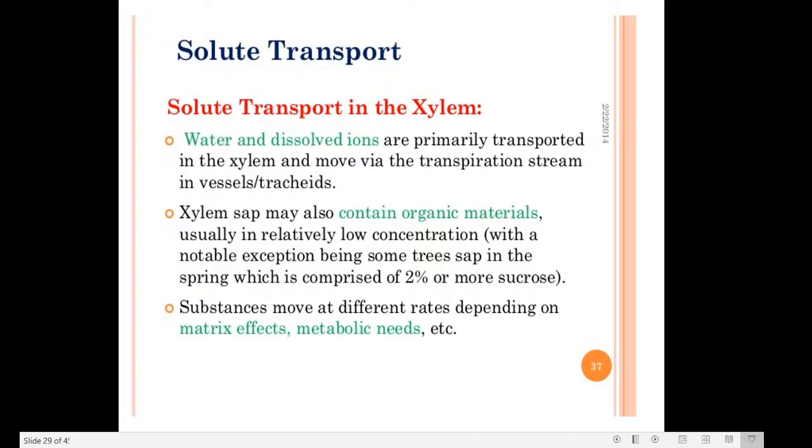The xylem sap may also contain organic material. So that organic material helps to transfer the water and dissolved ions. This depends on different rates. It's matrix dependent and based on metabolic needs. If there is a metabolic need in the cell, solute transport is made.